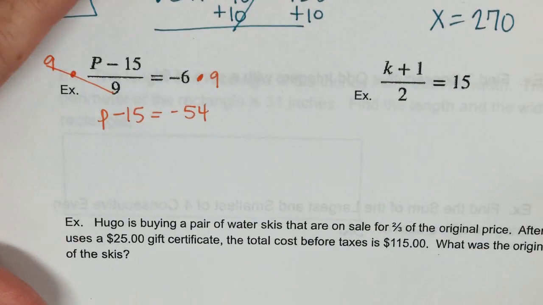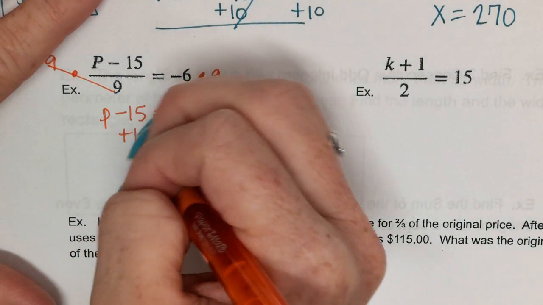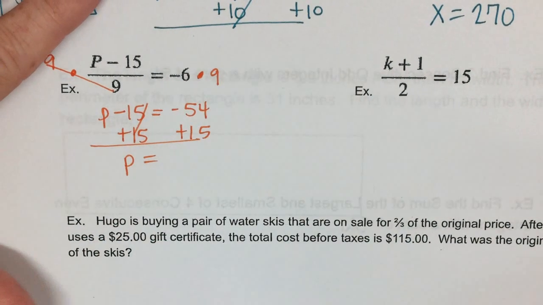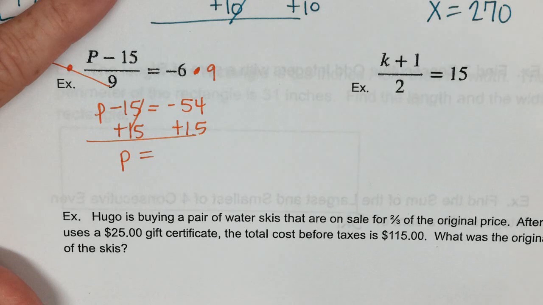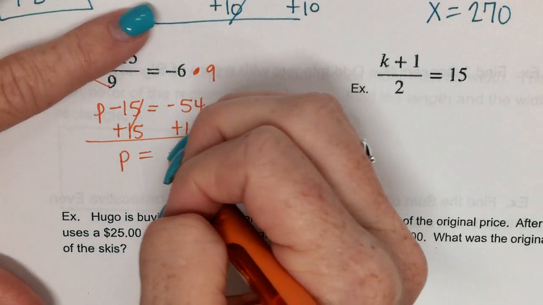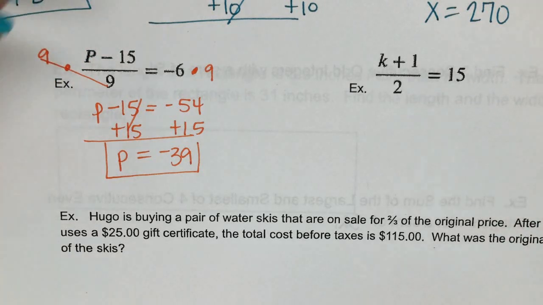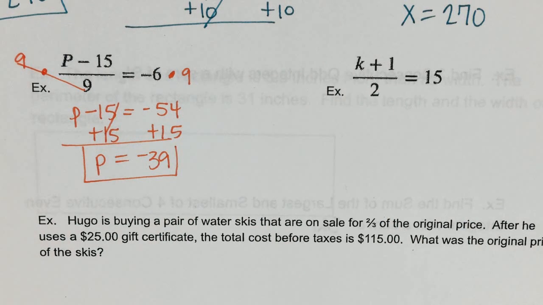How do I get rid of the minus 15? Plus 15. So I have P equals a negative 54 plus 15 is negative 39. There is no coefficient to get rid of. Okay, go do this one on your own the way I just taught you that.